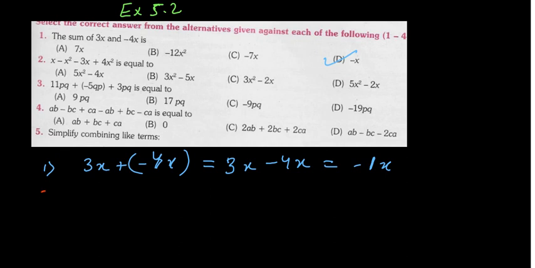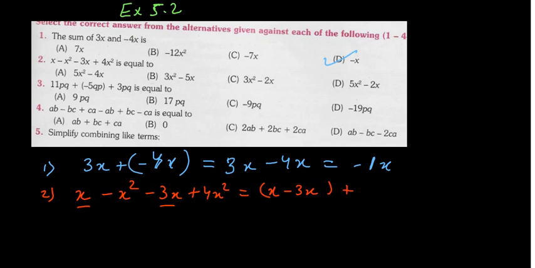Second one, you have x minus x square minus 3x plus 4x square equal to. First of all, you have to group the like terms and then we will simplify them. Like terms here are, we have two terms with x, so this is x minus 3x. This is the first pair of like terms, and then we have two terms with x square, so minus x square plus 4x square. This is another pair of like terms.